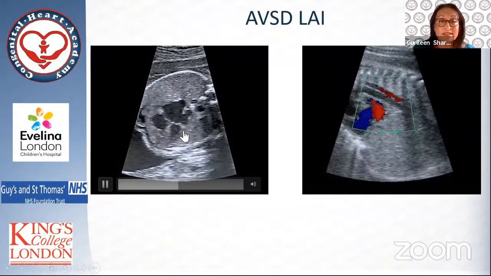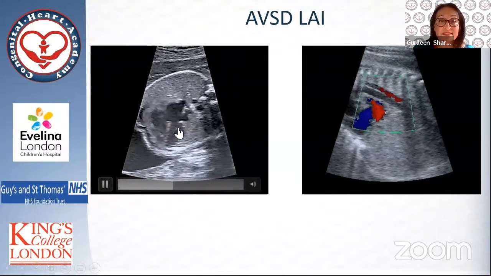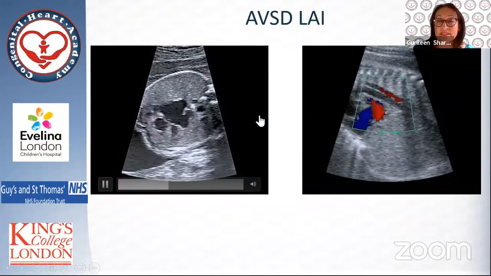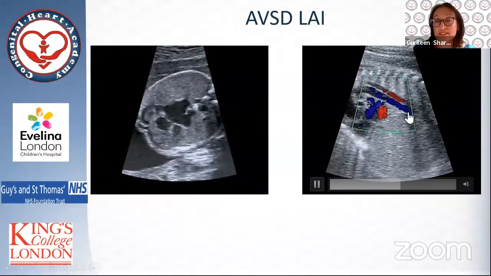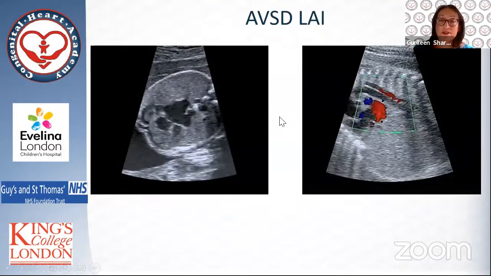So here we're seeing an atrioventricular septal defect in this baby. We can see an azygous continuation here behind the descending aorta, which we can also see in this view. So here's the descending aorta, and here's the azygous continuation coming back to the heart.